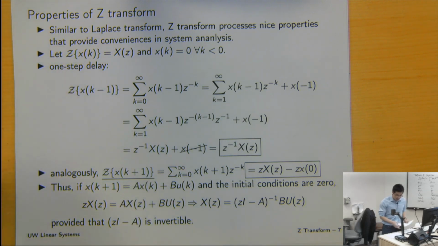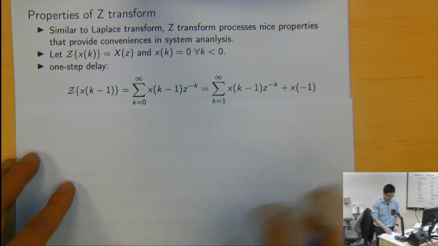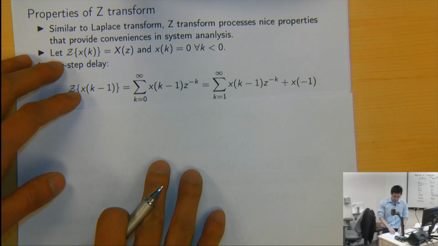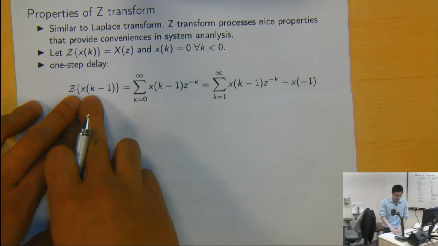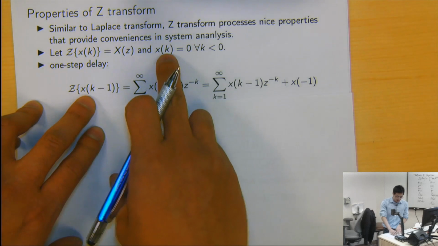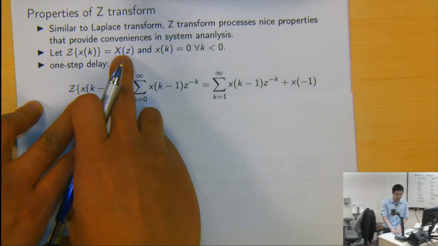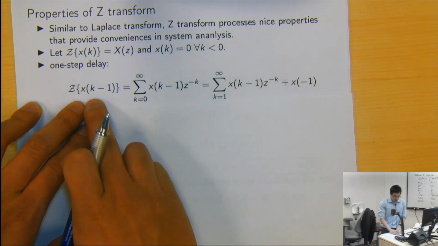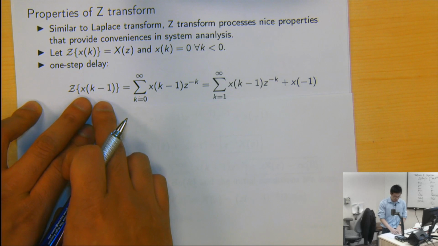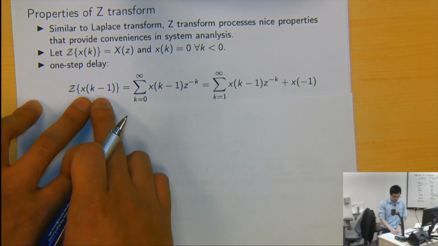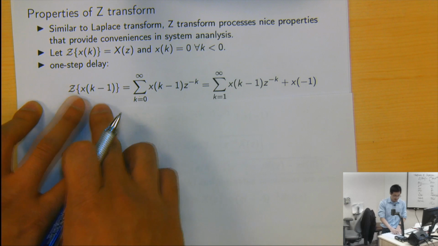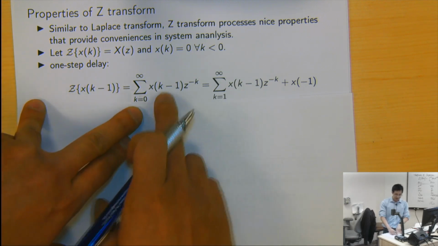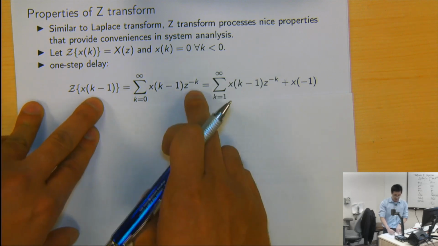So let's talk about this one-step delay. It happens all the time. If I have an original sequence x that has a Z transform capital X(z), that looks like this, we can construct a delayed version of this sequence. Then the Z transform is, by definition, the summation from 0 to infinity of the sequence x times z to the power of negative k.